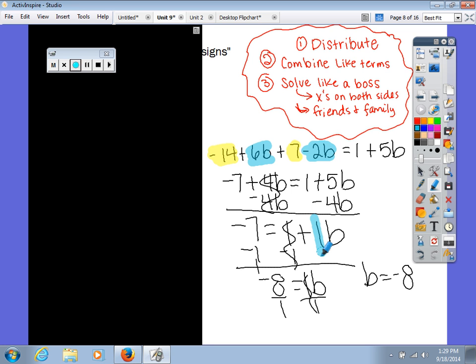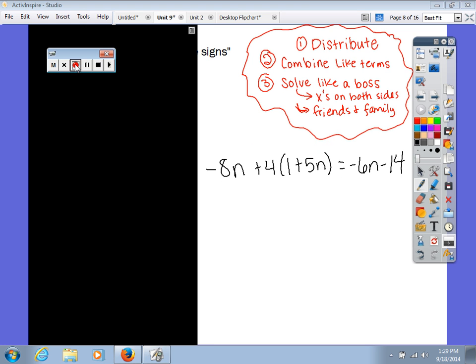All right, let's go ahead and do another example. If we look at this problem, we're going to go through our 3 steps again. Is there anything to distribute? Yes, we have this term. So I'm going to write it from the left.